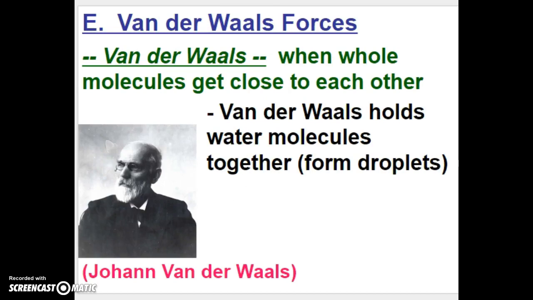Some of the weakest types of bonds are van der Waals forces. We will talk in a little bit here about hydrogen bonds. A hydrogen bond is a type of van der Waals force. Van der Waals forces hold an entire molecule, they hold molecules close together. This is how water molecules form little droplets. Every individual water molecule is attracted to every other individual molecule.